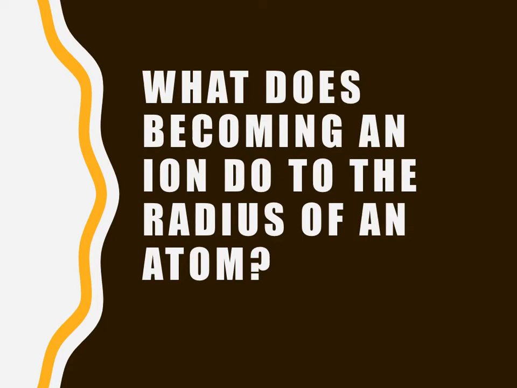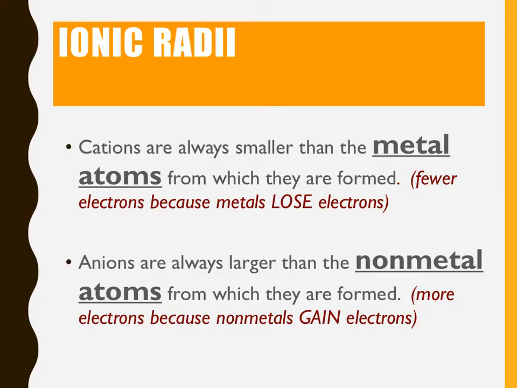Now let's look at ionic radii. What does becoming an ion do to the radius or size of an atom? There is so much important information on this slide. Let's start with cations coming from metal atoms, and anions coming from non-metal atoms. Cations, the metal atoms, are always going to be on the left side of the periodic table. They only have maybe 1, 2, or 3 valence electrons, so it would be easier for them to give up electrons in order to bond. That means metal atoms will always become positive.